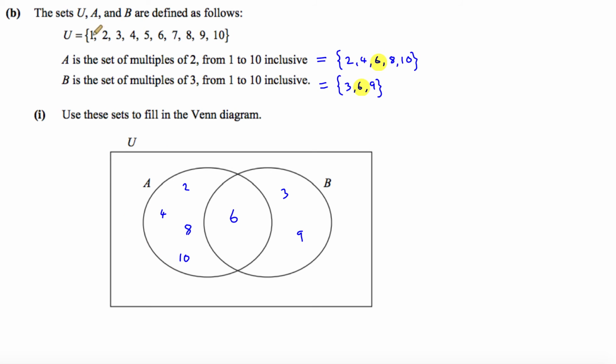So we have the number 1, which hasn't been taken care of yet. So we've 1, 2, 3, 4, 5, the number 5 is also going to be in here, 5, 6, the number 7, 8, 9, 10. So now we have all the numbers here, 1 to 10, inside in the correct position. So that's the Venn diagram filled in.